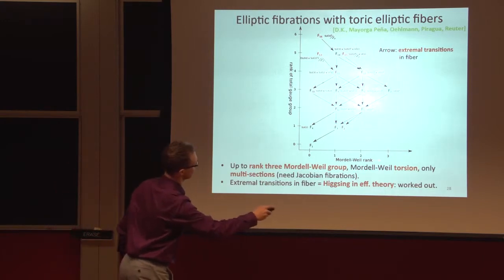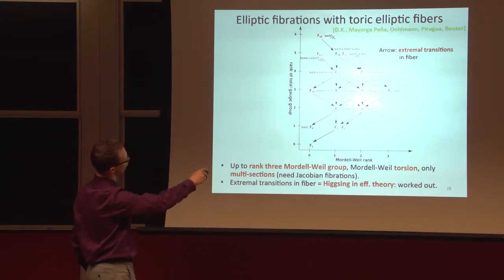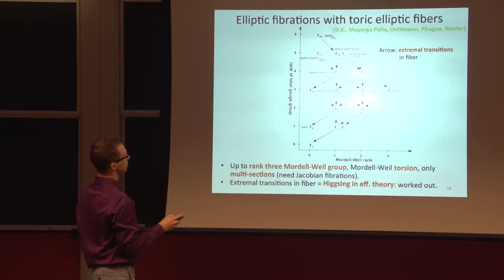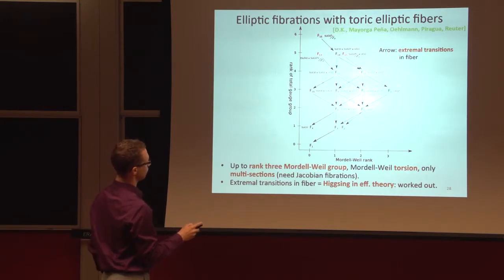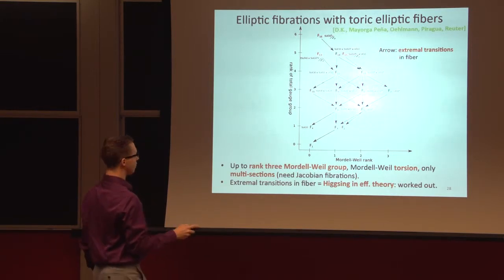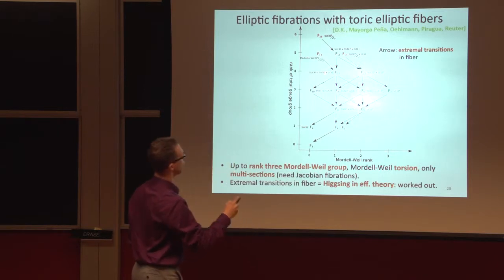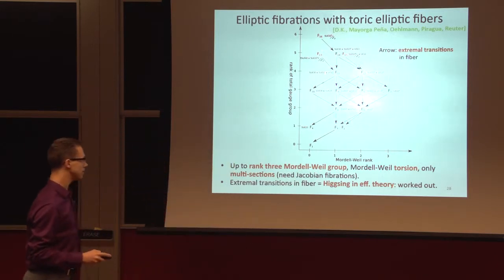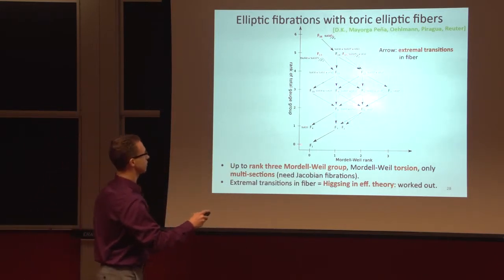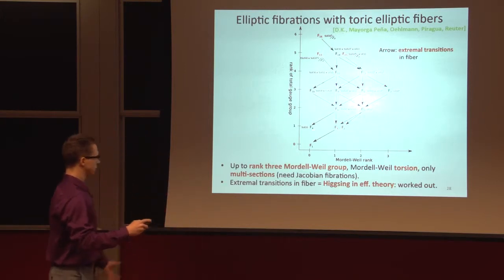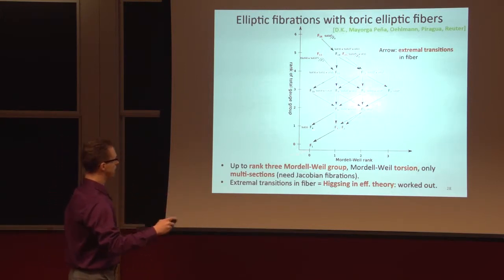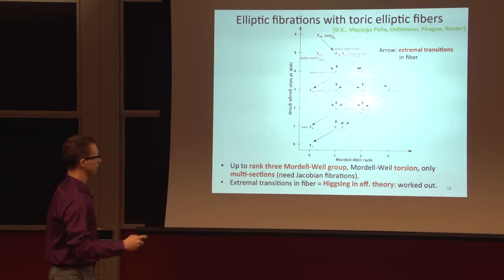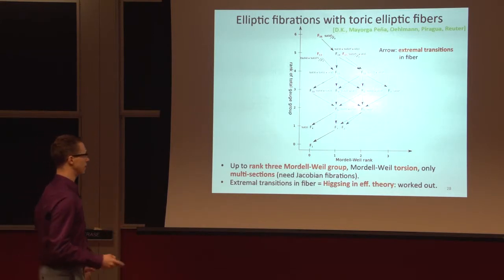So on this axis, I have the Mordell-Weil rank. Here's the total rank of the gauge group. And you see that we have models with up to rank 3 Mordell-Weil group. There are models that have Mordell-Weil torsion, so non-simply connected gauge groups. And there are also models that don't even have a section, but only a multi-section, and where you have to use techniques involving Jacobian fibrations.